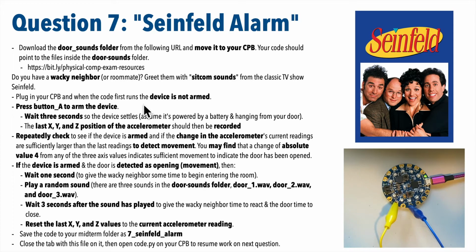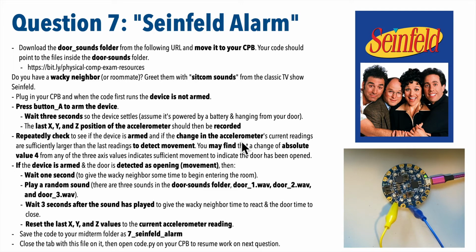Then you'll wait 3 seconds, so that'll give you a chance to sort of set things up, put it in a little bag and a hook on the door, let the device settle in, and then it records the last X, Y, and Z position of the accelerometer. Then it repeatedly checks to see if the device is armed and if there was a change in the accelerometer.